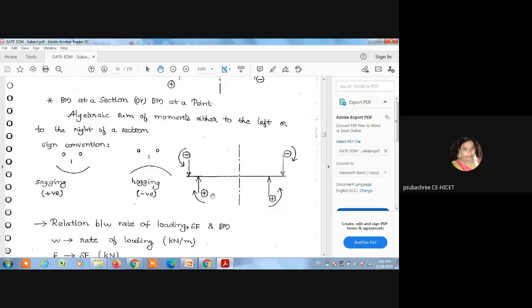Next one is the bending moment diagram. It is the algebraic sum of moments either to the left or to the right of the section, the summation of bending moments. Sagging moment has the positive sign. Hogging moment has the negative sign.